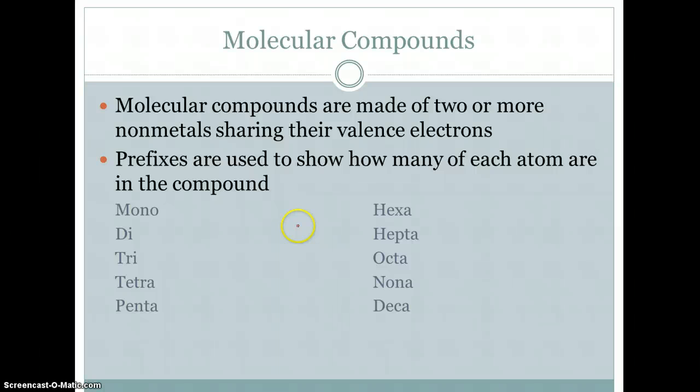Now, molecular compounds are made of 2 or more nonmetals sharing their valence electrons, and there aren't any ionic charges in these, so you have to use the prefixes to show how many of each atom are in the compound. And these are the prefixes for 1 through 10. So mono is 1, di is 2, tri is 3, tetra is 4, penta is 5, hexa is 6, hepta is 7, octa 8, nona 9, and deca 10. And you need to know those prefixes.